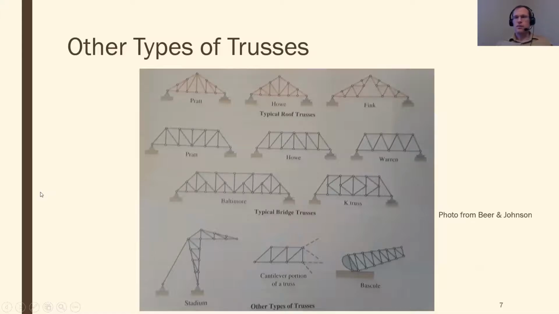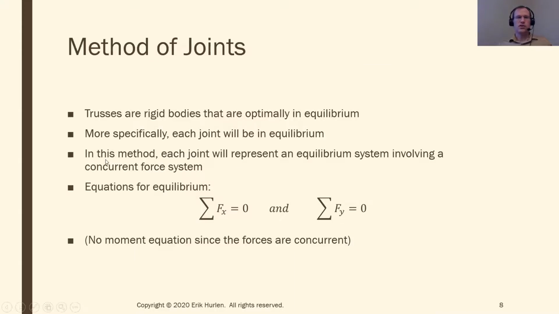Some types of trusses are used very commonly, so they have special names, like the Pratt truss, Howe truss, and Fink truss for typical roof trusses, with different members going in different directions to hold up whatever load you have. For bridge trusses, very similarly, there are Pratt and Howe, with vertical and angled members. I have a Warren truss, which is all triangular, and some fancier ones, K trusses, Baltimore trusses. Some stadium truss structures, cantilevers, bascules, so all sorts of trusses that you may have seen before. Again, the point of this is to find all these internal member forces. That's the overview of what we will be doing the next couple of days.